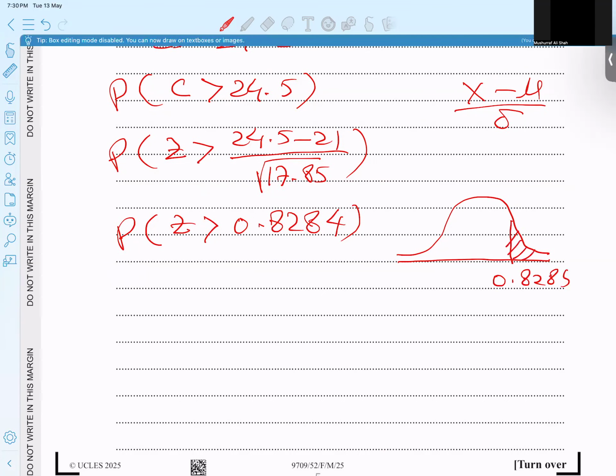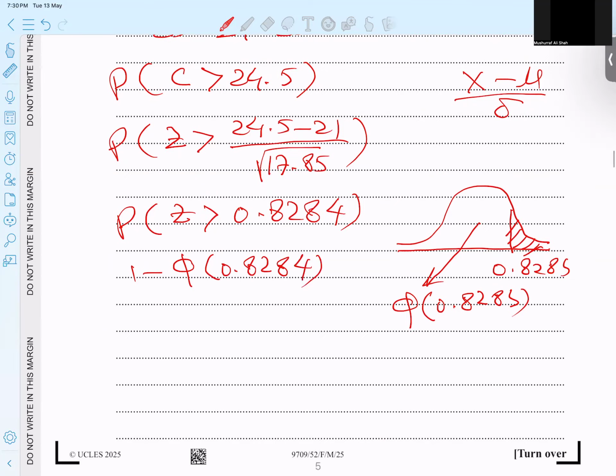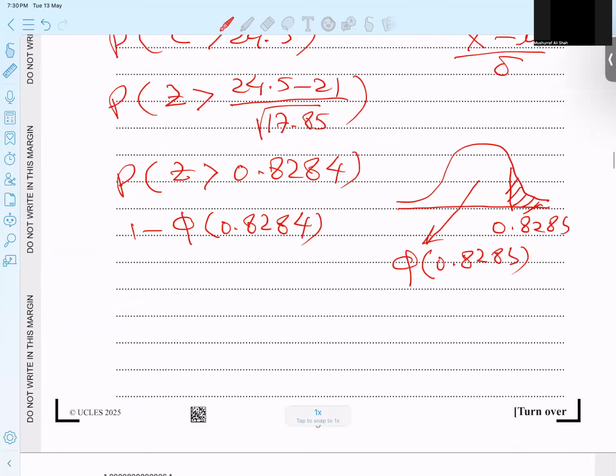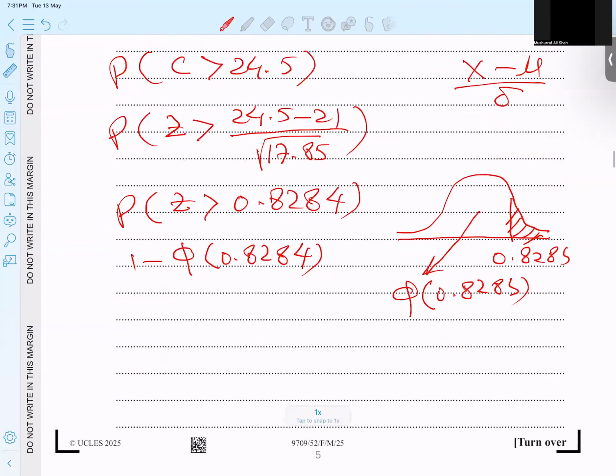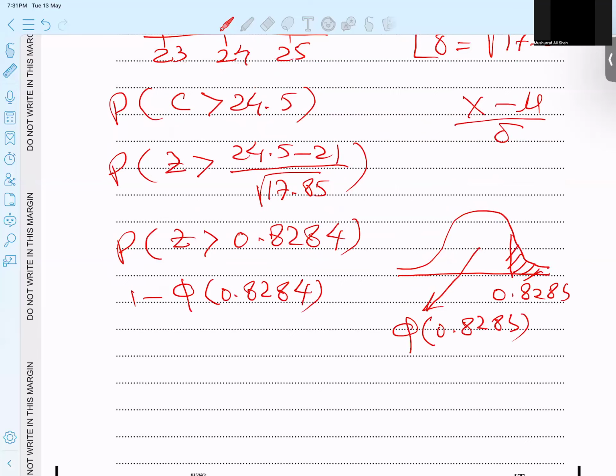More than 0.8284, but do you know this white region is called phi of 0.8284? And the full probability sum is 1. So 1 minus phi of 0.8284. But you know, students, we have to go for the table, and the table we always use 3 decimal places, so we have to round to 3 decimal places. Hold on, I'll show you. So have a look, students.